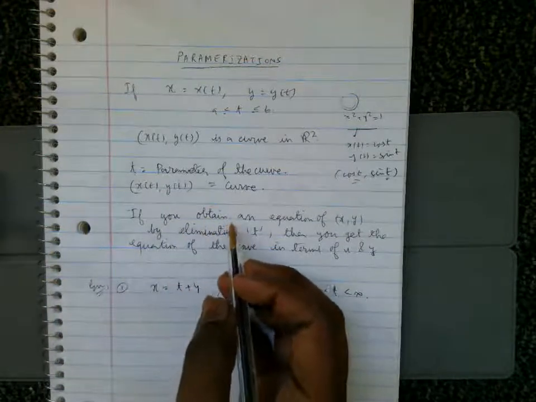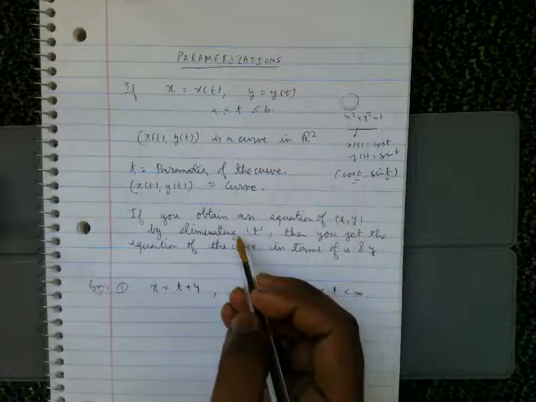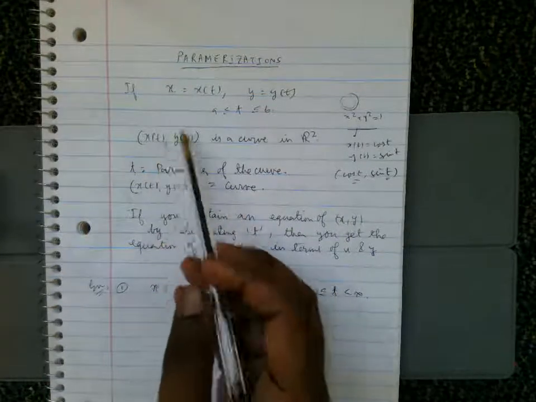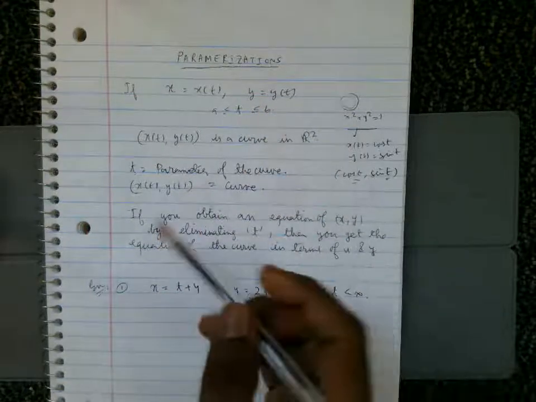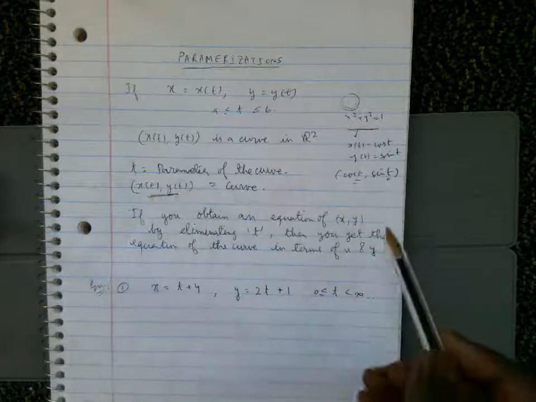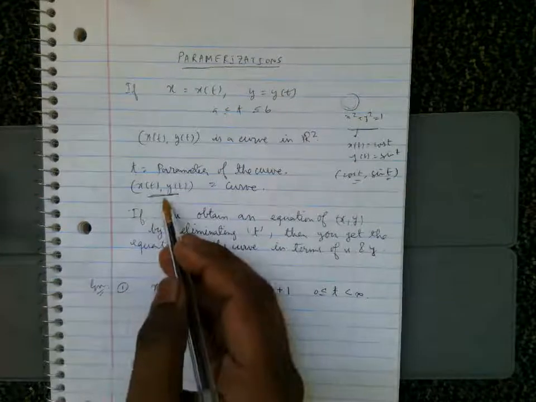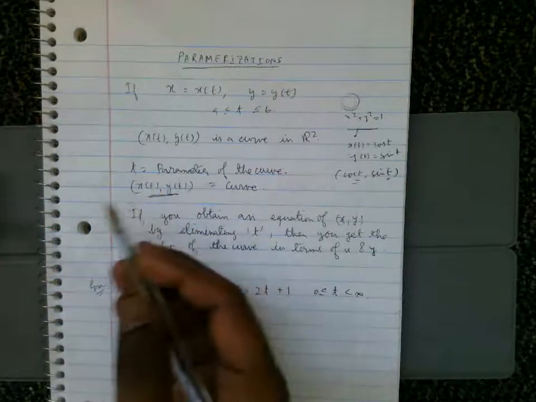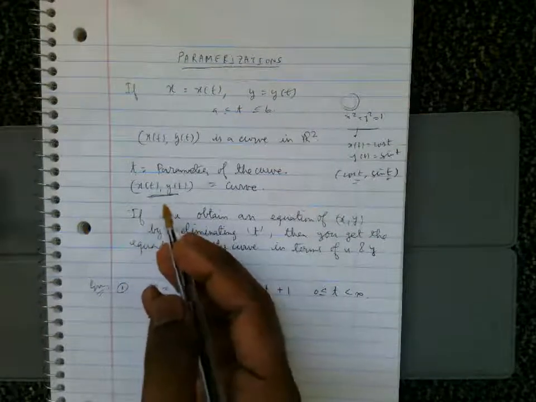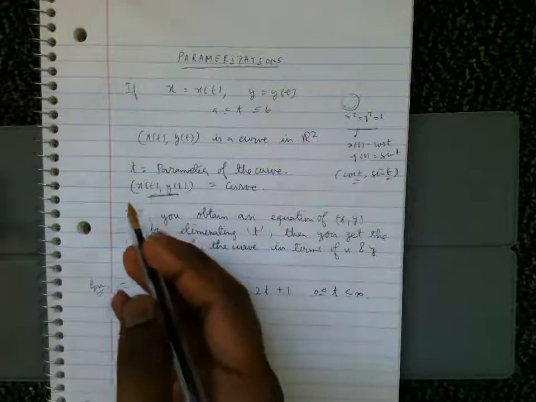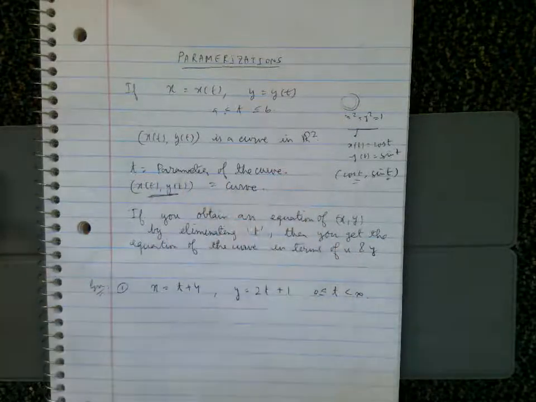And if you can obtain an equation of x comma y by eliminating t, so if you can eliminate t and get an equation only on x and y, then you get the equation of the curve represented by this in terms of just x and y instead of t. Instead of having an extra variable, you can always think of it as a function in R2 based on x and y.